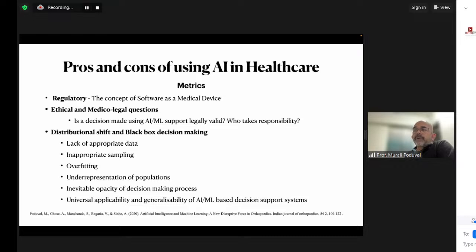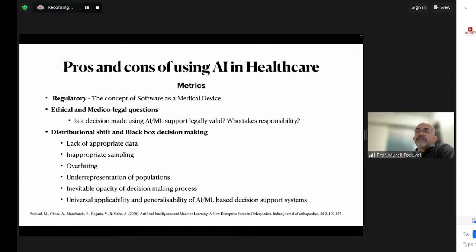Now, the topic for today is mainly AI in arthroplasty. It's important to understand the pros and cons of using artificial intelligence in healthcare. There are plenty of them. There are more cons than pros, I would say, but it is understood that the most important aspects are more or less within these categories. One is regulatory. There is a concept of software as a medical device, where a software which is not coupled to a medical device needs to undergo a certain process of development and a certain process of maintenance.